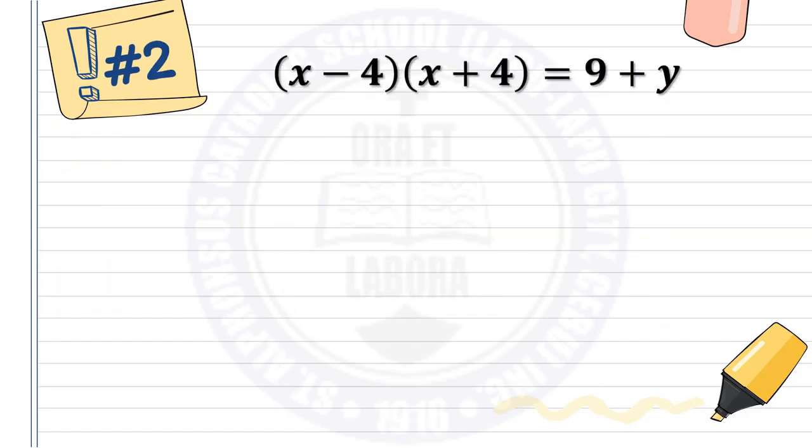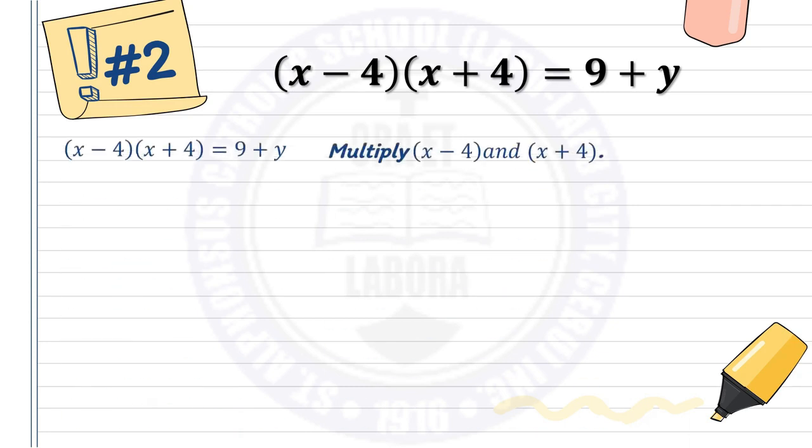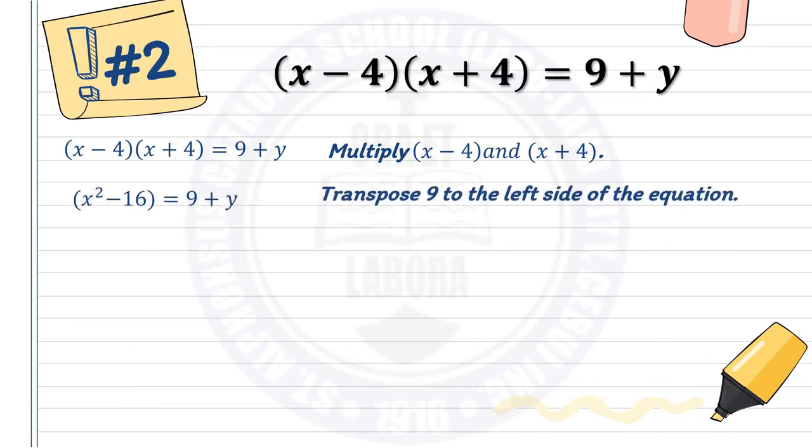Example number 2. Quantity x minus 4 times quantity x plus 4 equals 9 plus y. That's the given. Multiply quantity x minus 4 and quantity x plus 4. In that case, the result will be x squared minus 16. Then, transpose 9 to the left side of the equation. So that would be x squared minus 16 minus 9 equals y.